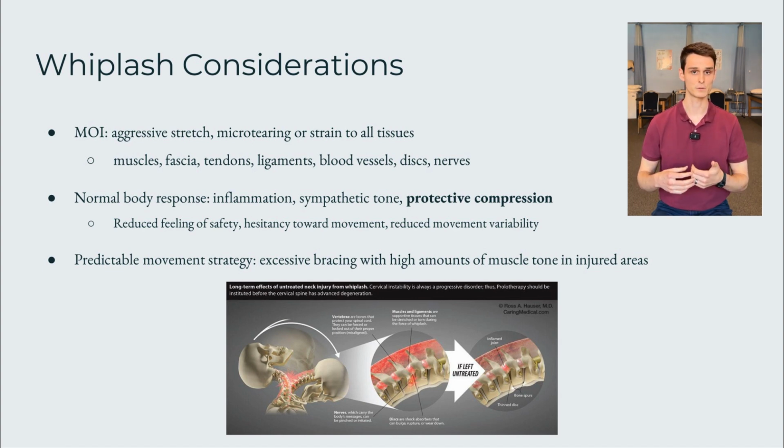And so your body's natural response is to have inflammation come in, more sympathetic body tone, and more protective, compressive strategies around that, because they're not feeling very safe to move. They're going to be hesitant to move. Their body's going to want to reduce movement variability in order to keep things feeling braced and safe. And that's helpful the first day or two after an accident or a whiplash. But our job is to teach them to work their way out of that to where it doesn't become a chronic thing where they're always fearful and tightened up and avoidant of movement.